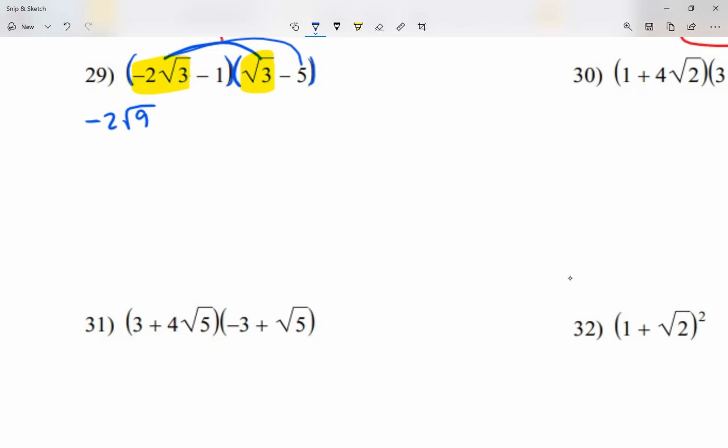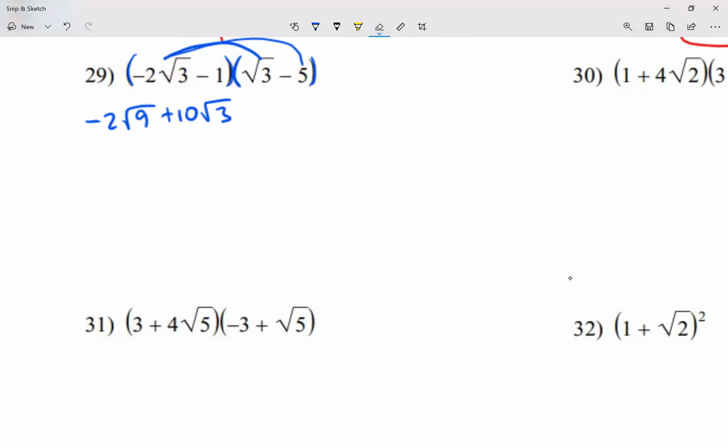Okay, so now I'm looking at the first term, so negative 2 radical 3 times a negative 5. I know whole numbers multiply with whole numbers, so negative 2 times negative 5, that's positive 10. And then radicals, I have radical 3. Whole numbers multiply with whole numbers, radicals multiply with radicals. Okay, so I distribute that term already.